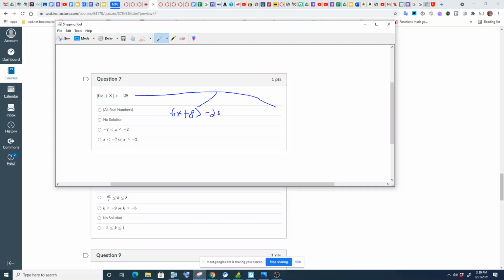And you do 6x plus 8 is less than. And then instead of a negative 28, you change the inequality sign, but you also change the sign of the number, so positive 28. And by doing this, we should get greater, which would be in this direction, and also in this direction.